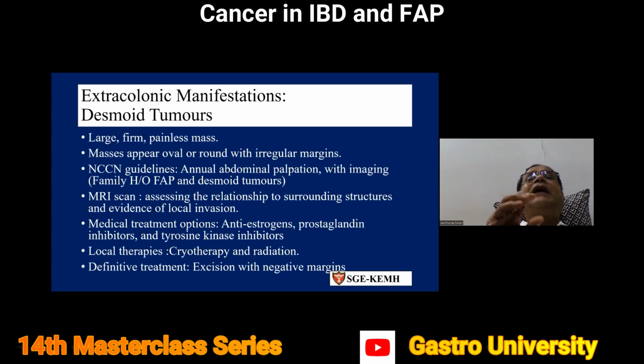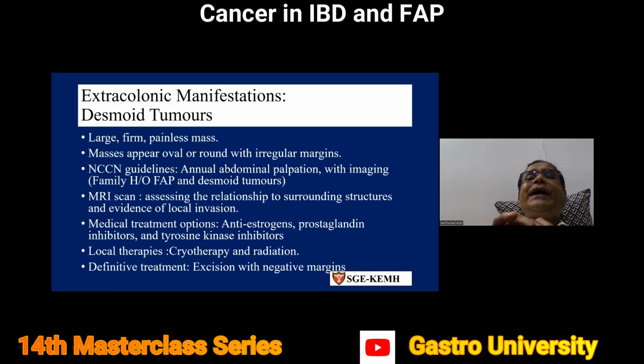So they are large, firm, painless masses. They are oval or round with irregular margins. And as per NCCN guidelines, this group of patients requires annual clinical examination in the form of abdominal palpation and imaging, especially in patients who have a history of FAP and desmoid tumors. MRI is supposed to be the best imaging modality because it can help you assess the relationship with surrounding structures and also determine local invasion.